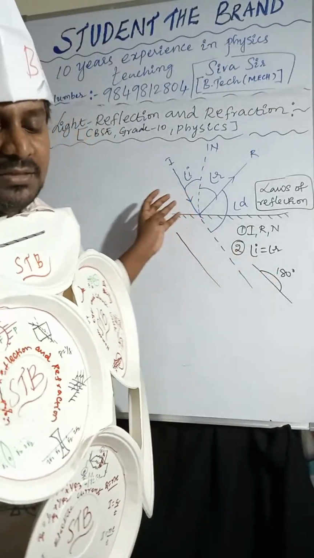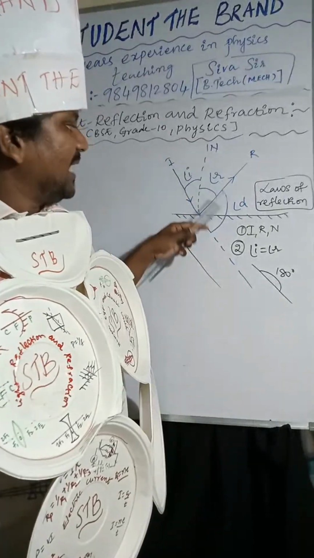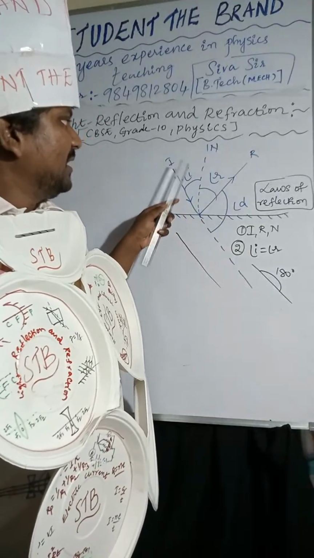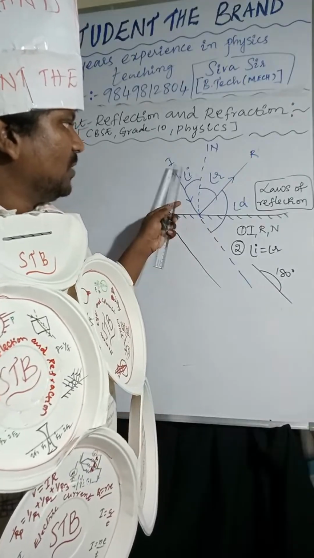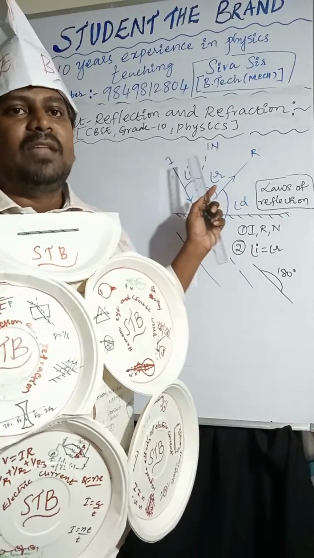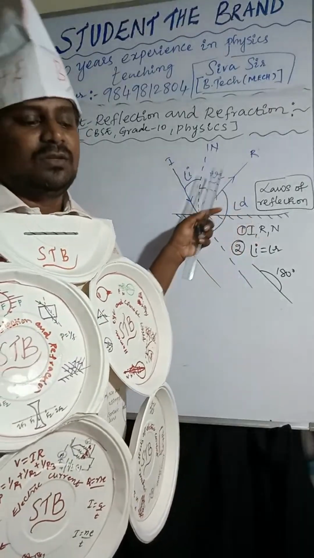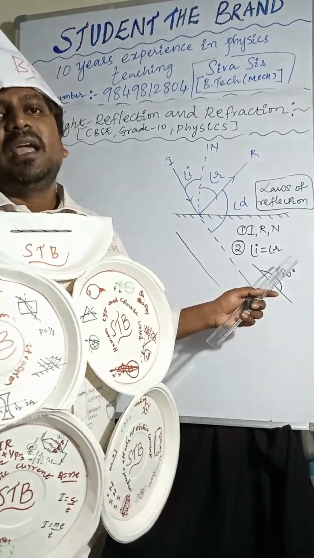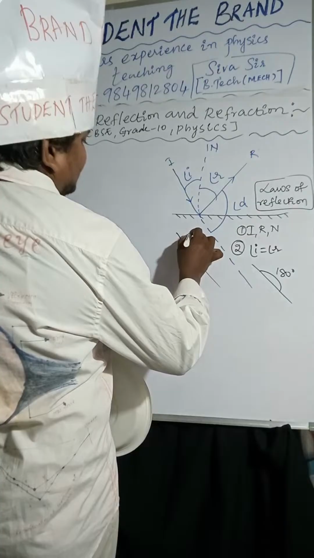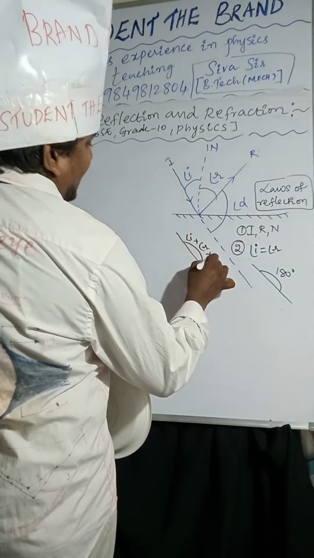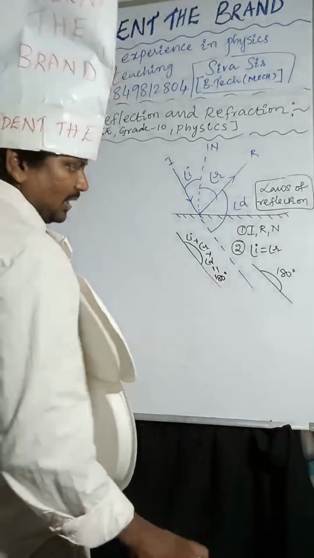In this linear angle, we can observe that the angle of incidence, the angle of reflection, and the angle of deviation, these three are combined. So the angle of incidence plus the angle of reflection plus the angle of deviation is equal to 180 degrees.